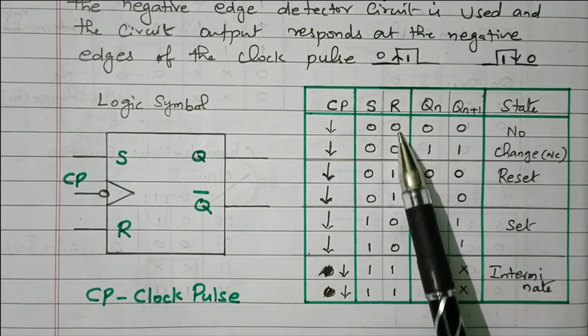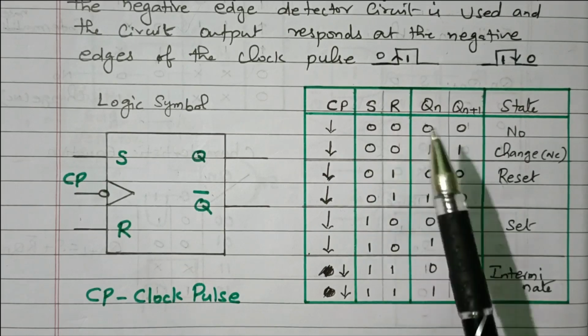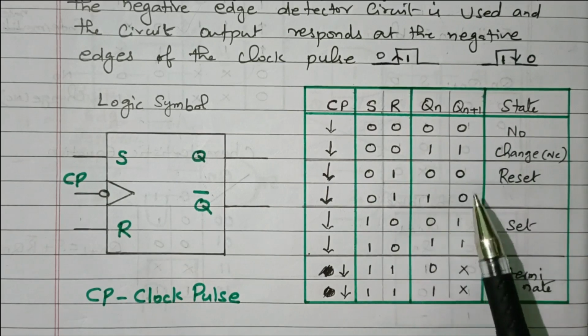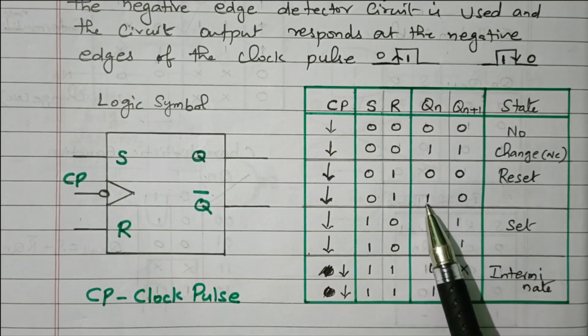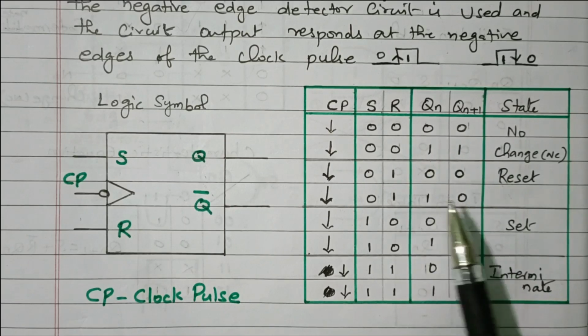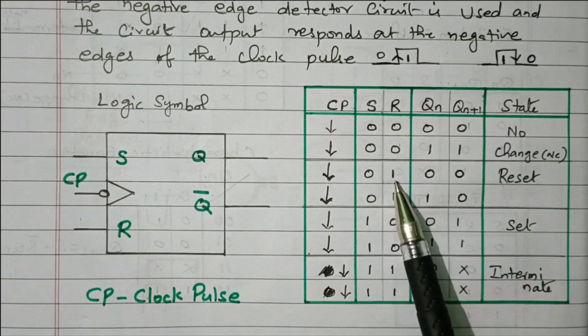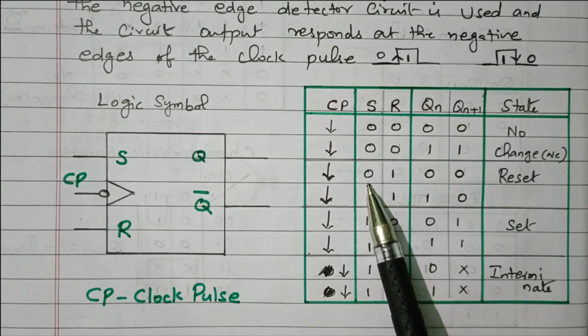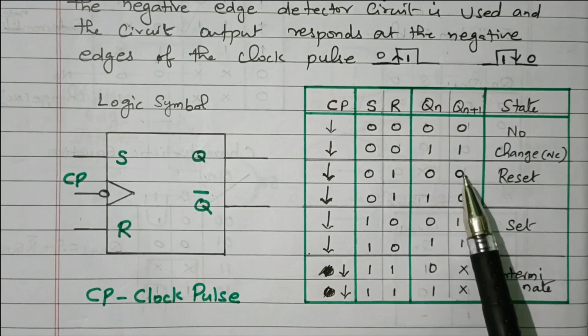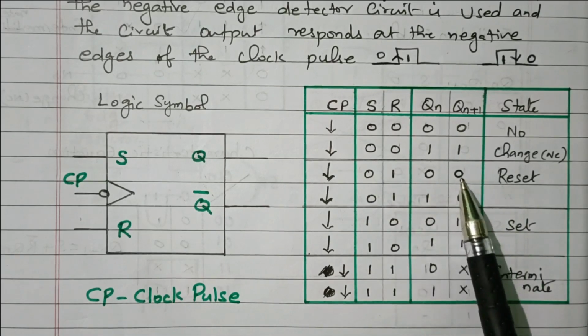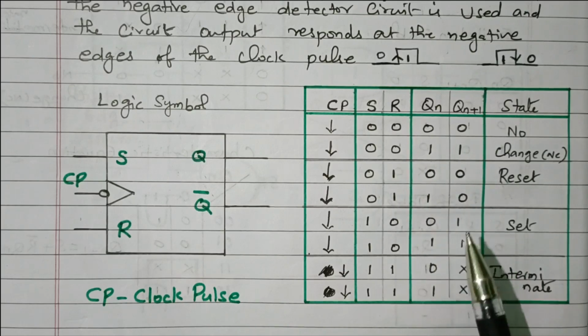Next, 0, 1. R is 1, which is nothing but reset. Reset means 0. It will reset the output to 0. Whether the previous state is 0 or 1, it will reset to 0. Whatever the previous state, the next state is reset. So R is 1 and S is 0 means it is a reset state. It will reset the next state of output to 0. If 0, then 0 is maintained; if 1, it will change to 0.